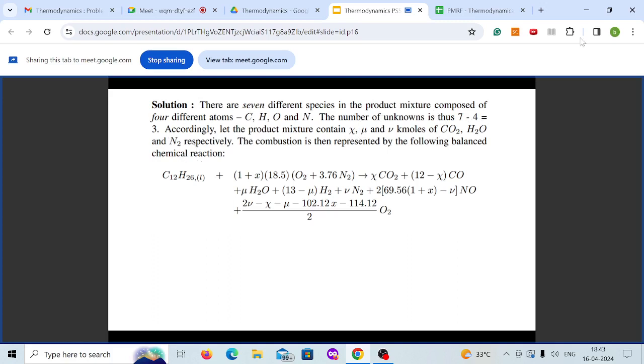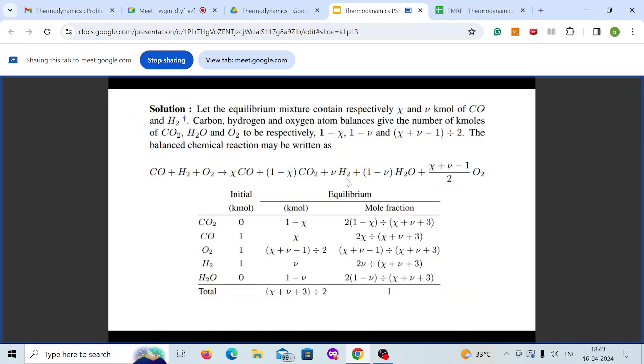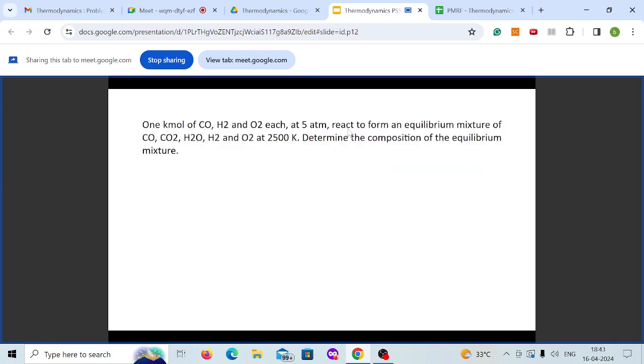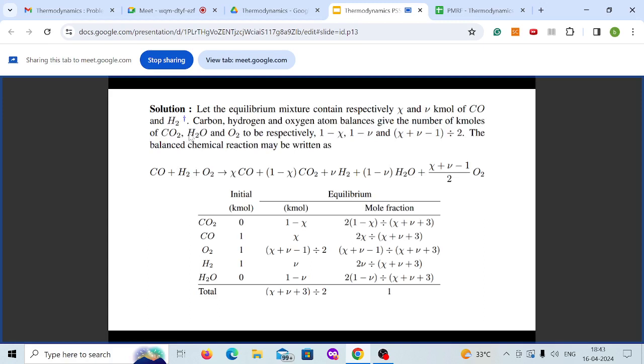So we can use the same expression as previously. If I go back to the previous expression, see, here you had CO, CO2, H2, H2O and O2. So you have 5 components and 3 species which are present: carbon, hydrogen and oxygen. You have 5 components present at equilibrium, so 5 minus 3 is 2. So you assume 2 unknowns to solve the problem.